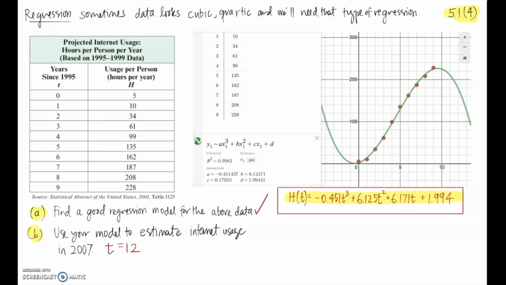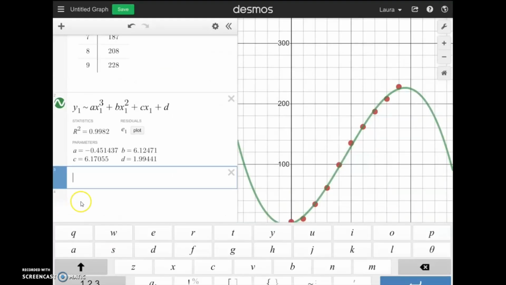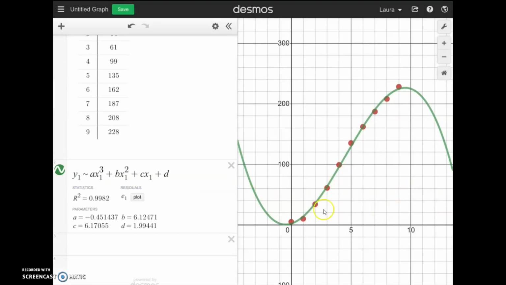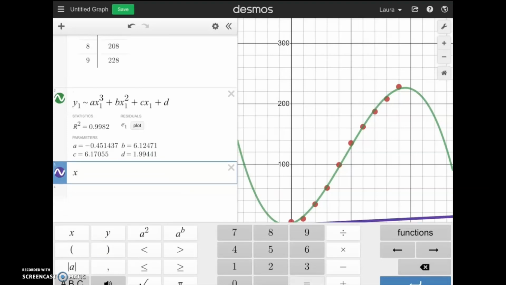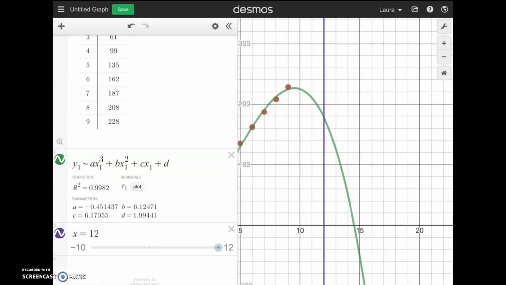I have a couple different options here. I can just input 12 into here and calculate what this whole big old honkin' thing would be. I'm going to be a little bit quicker by just using the graph, and I'll show you how to do that. So essentially, to find out what's going on in 2007, I want to know when t equals 12, what is this graph doing? And Desmos likes x's and y's, so we'll actually say when x equals 12, what is the function doing? And we'll just look at where they intercept.